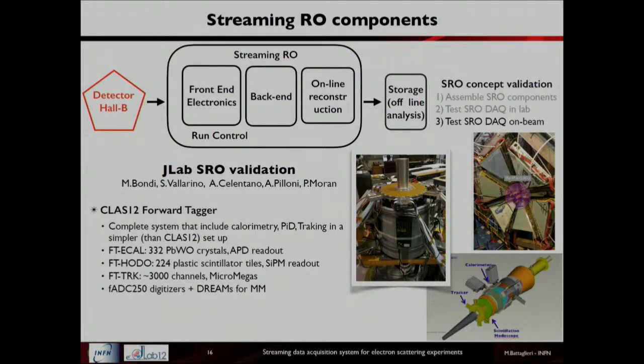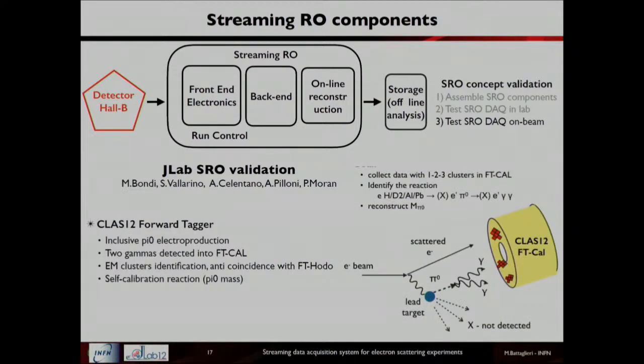And then we moved to a more demanding, more complicated configuration, still not at the size of a real experiment, but the next step was to use the forward tagger in Hall B. This is a 332-crystal calorimeter plus a hodoscope of 224 scintillators, and a Micromegas tracker. It's about 3,000 channels. We just started with the calorimeter and the hodoscope to demonstrate we were able to do local coincidence between plastic and crystals very fast within the streaming system.